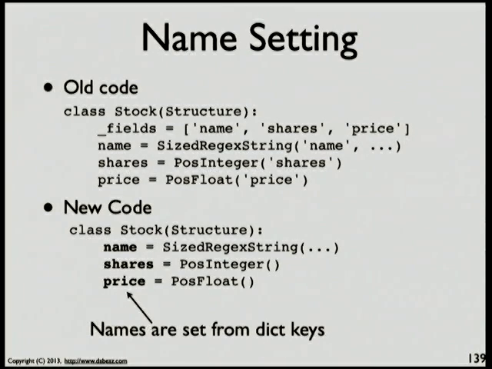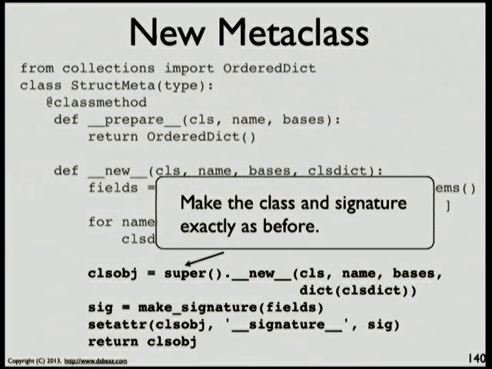And then you also get this simplification that the names are coming from the dictionary keys. So I'm reducing that down, getting it much simpler there. And then you just keep the code the same. You can keep the class, keep the signature the same, and do all the stuff basically the same.